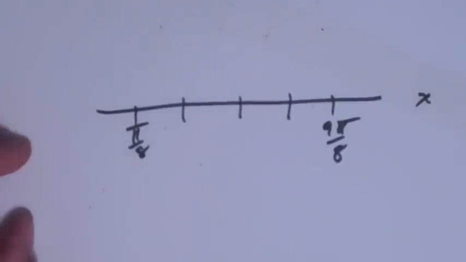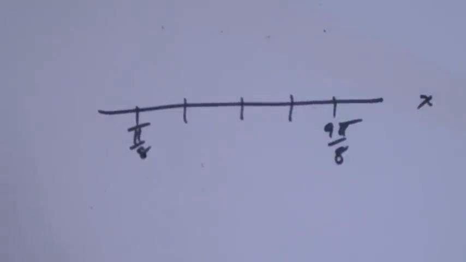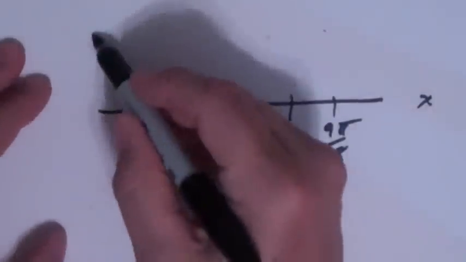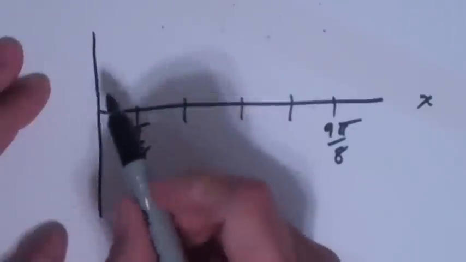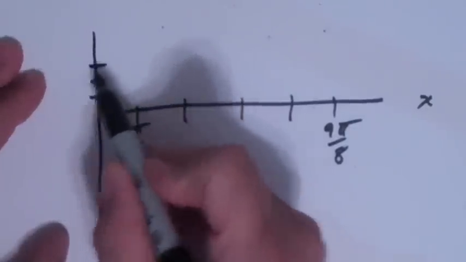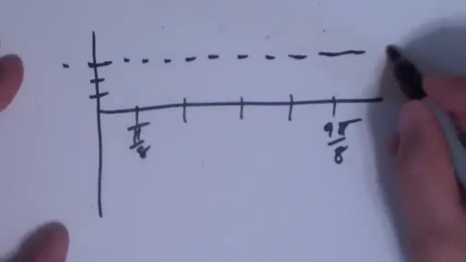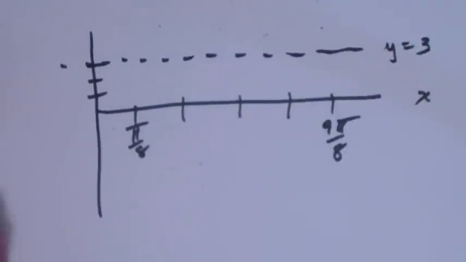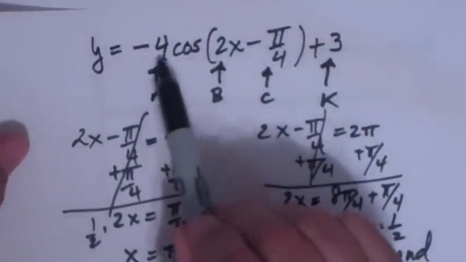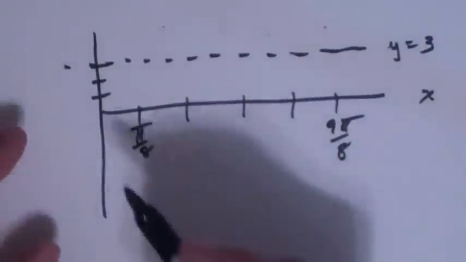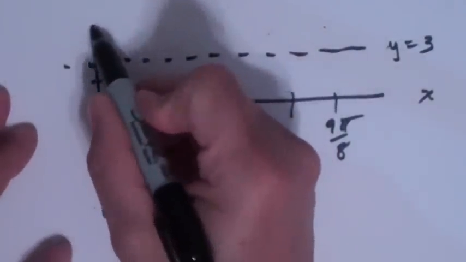So from here, I look at my vertical shift, which was 3, and I'm going to have a look at my y-axis. How does that affect my y-axis? So here I'm going to go up 1, 2, 3, and this is my new x-axis. So this is y equals 3. From there, I look at my amplitude, which, let's take a look at that again, is going to be the absolute value of negative 4, so amplitude is 4. And so I'm going to go up from my new axis, I'm going to go up 4 units.